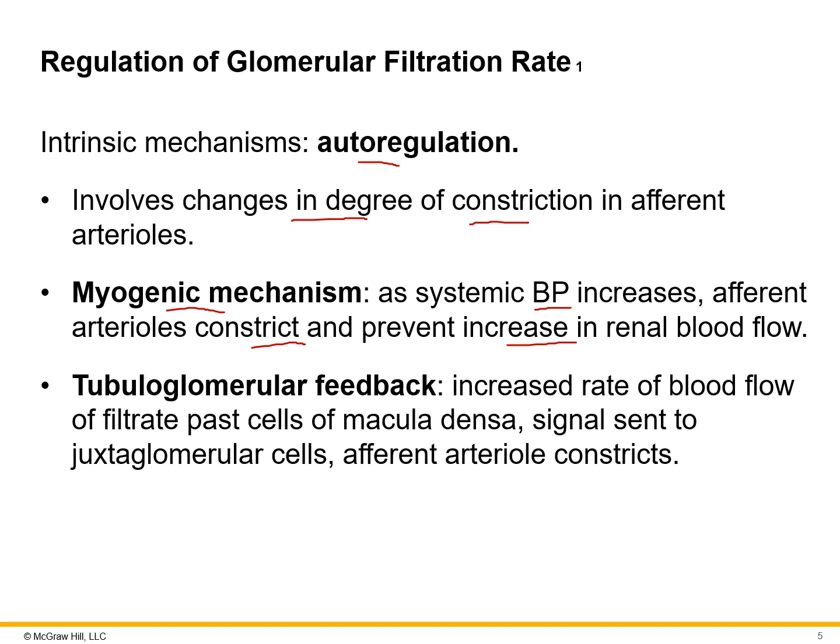And then there's tubuloglomerular feedback. With an increased rate of blood flow of that filtrate past cells of the macula densa, a signal is sent to the juxtaglomerular cells, and that causes the afferent arterioles to constrict. Again, constriction of those is going to help regulate that filtration rate.